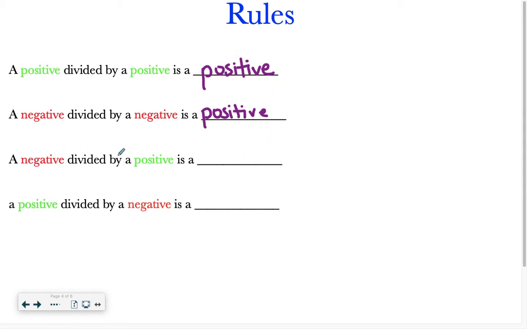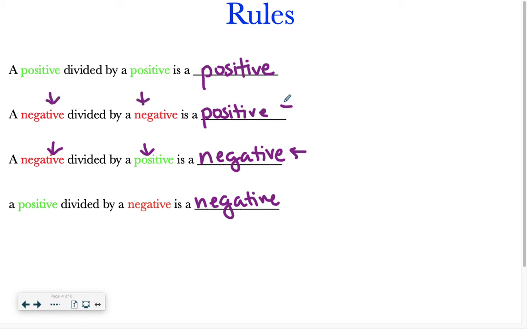If we had a negative divided by a positive, we would get a negative answer. And if we have a positive divided by a negative, again, we would get a negative answer. So if you have one of each sign, your answer is negative. If your signs are the same, your answer is positive, okay?